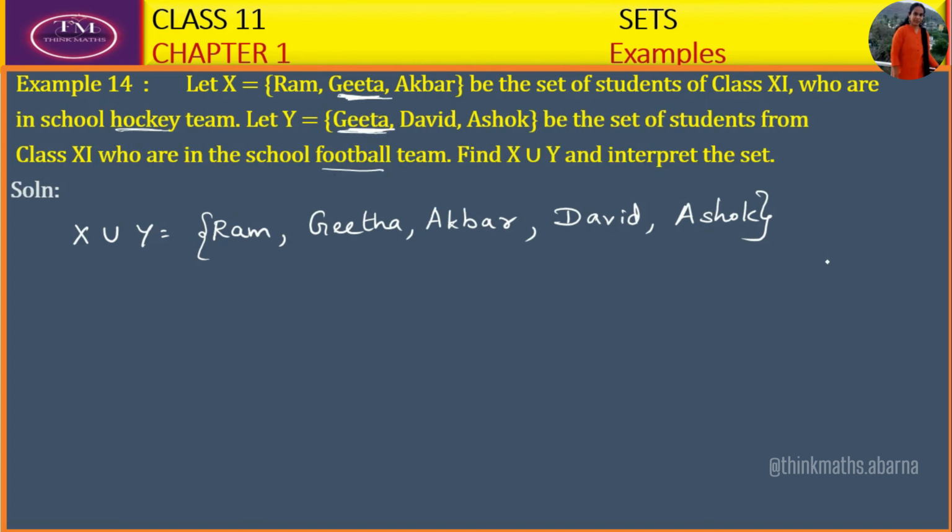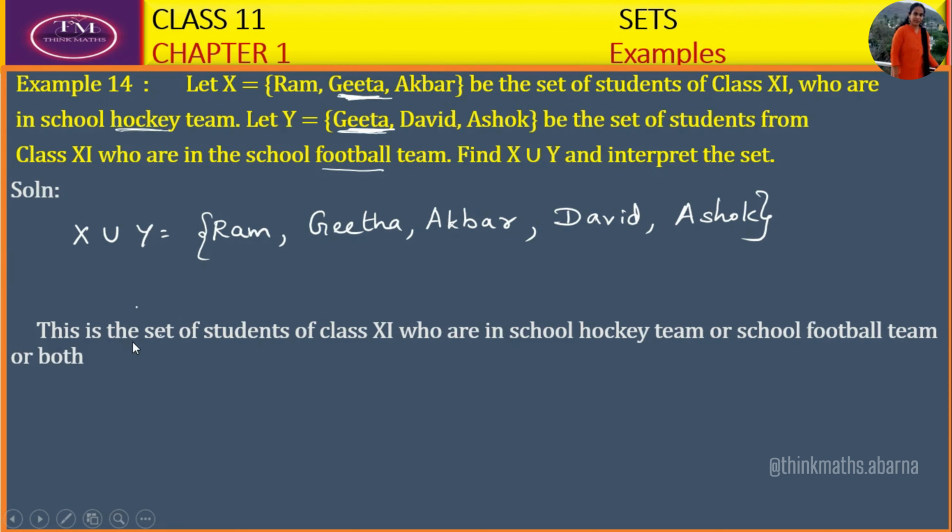So what is X union Y? They are the set of students of class 11 who are in the school hockey team or school football team or both. Geeta is in both. Ram and Akbar are in hockey team. David and Ashok are only in football team. Geeta is in both. So interpret the result means we have to write the result as: this is the set of students of class 11 who are in the school hockey team or school football team or both.